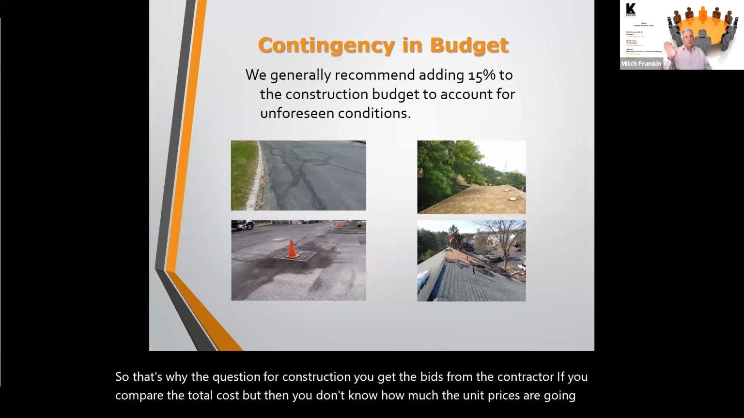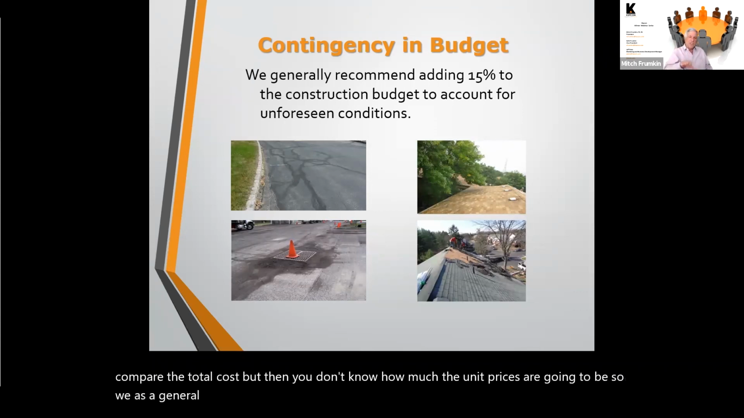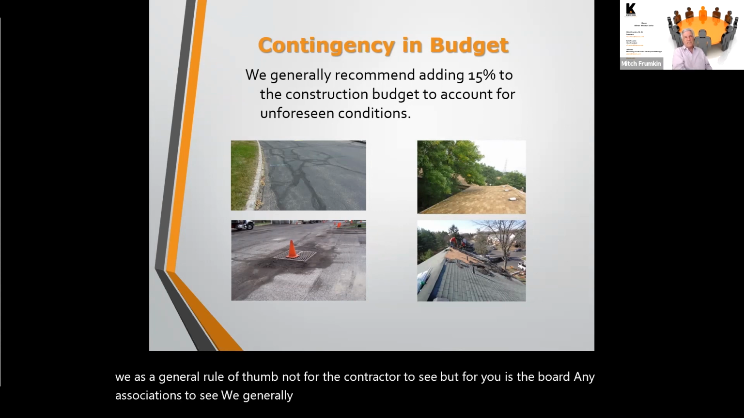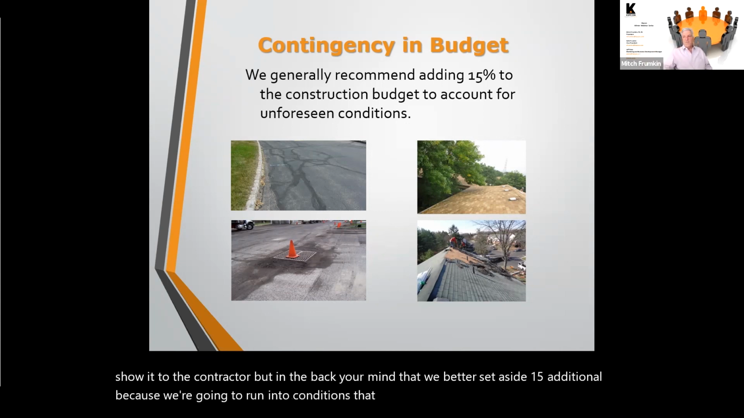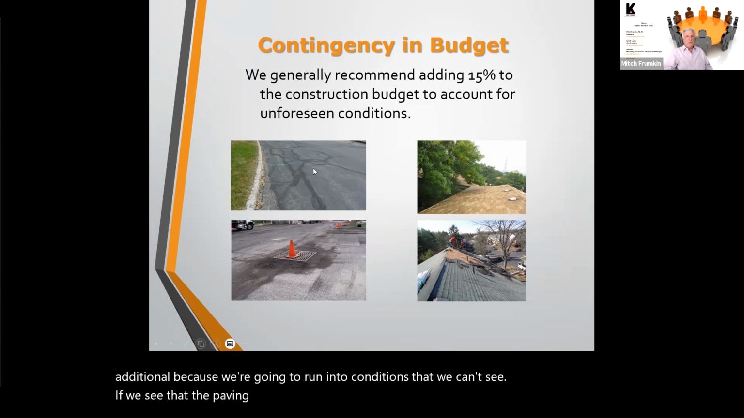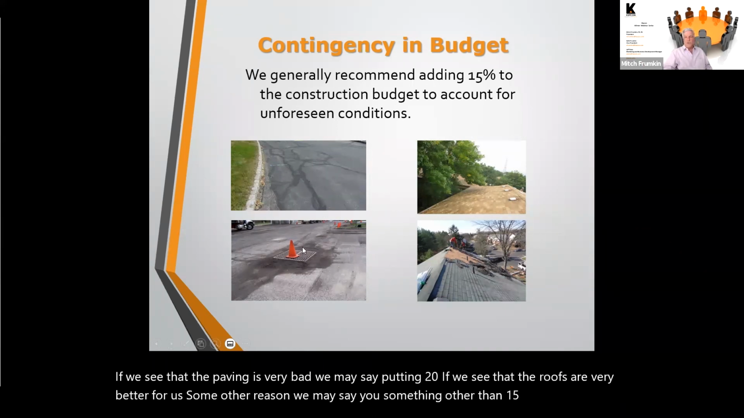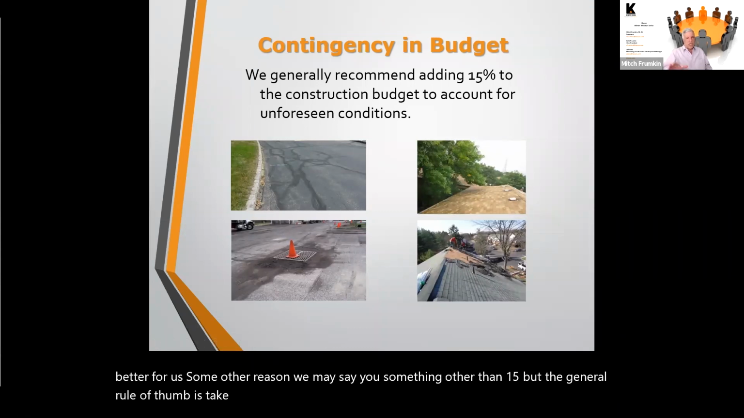So as a general rule of thumb, not for the contractor to see, but for you as the board and the associations to see, we generally will add 15% to that cost for budgetary reasons. You don't show it to the contractor, but you know in the back of your mind that we better set aside 15% additional because we're going to run into conditions that we can't see. If we see that the paving is very bad, we may say put in 20%. If we see that the roofs are very bad for some other reason, we may say use something other than 15%. But the general rule of thumb is take the contractor's cost that you decide on and add 15% to it because it is going to happen.